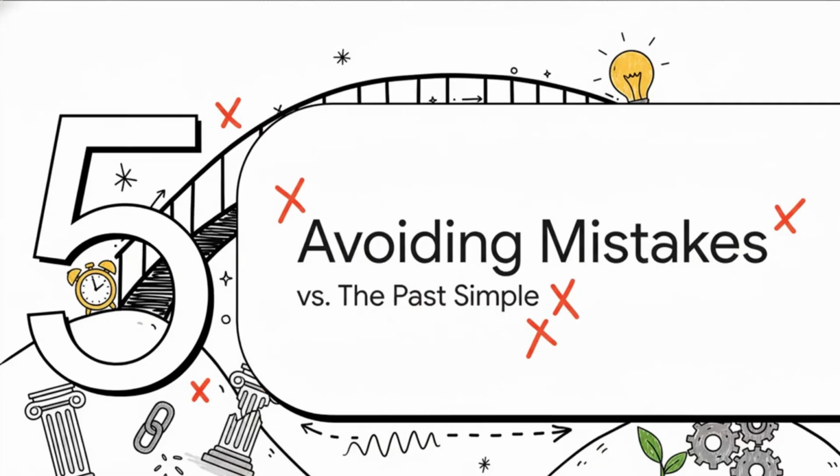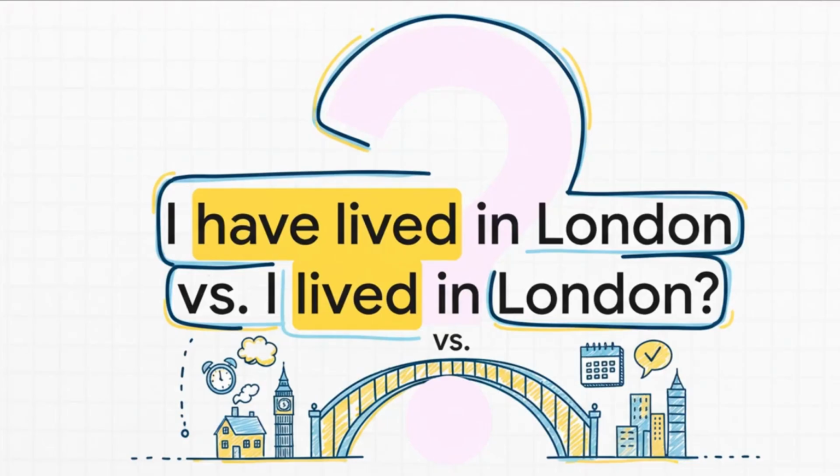All right, it's time. Let's tackle the final boss of the present perfect, knowing when to use it instead of the past simple. I'm telling you, this is where almost everyone gets tripped up at first. But once you see the difference, you can't unsee it. So let's put these 2 sentences side by side. I have lived in London, and I lived in London. I mean, they look almost exactly the same, right? But their meanings are worlds apart. One uses our time bridge, and the other doesn't. So what is the real difference here?